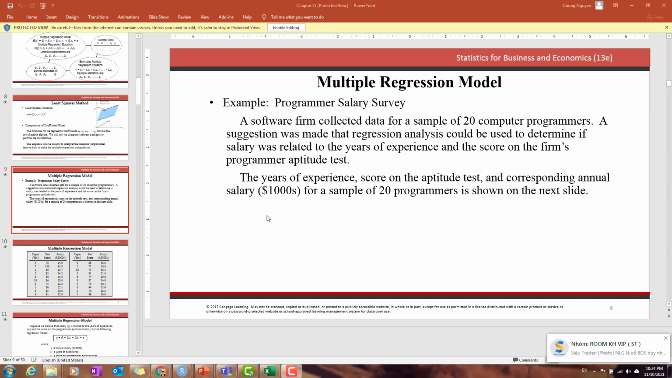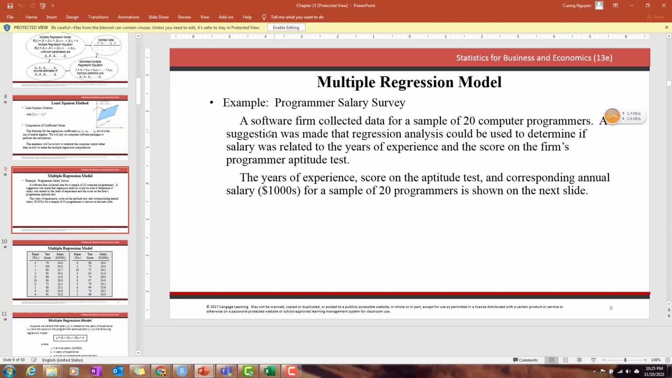Hello guys. In this section we introduce how to conduct multiple regression model analysis, in two parts. The first part covers how to do the correlation analysis, and in the other part we run the multiple regression based on the simple regression model that we already learned in the previous section. For this, I recommend using the example about programmer salary surveys of companies, and the data will be available.